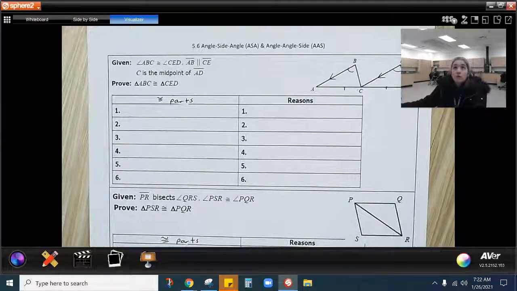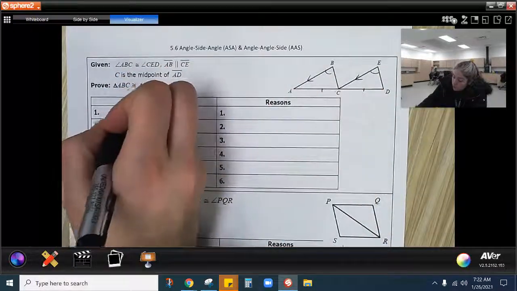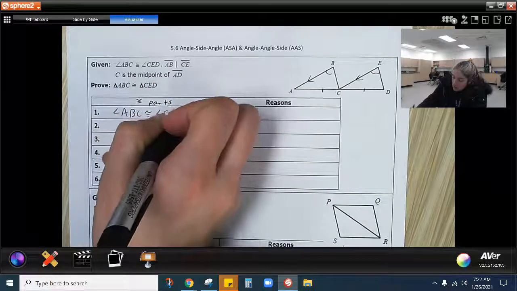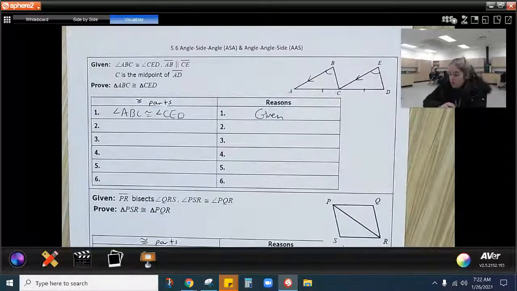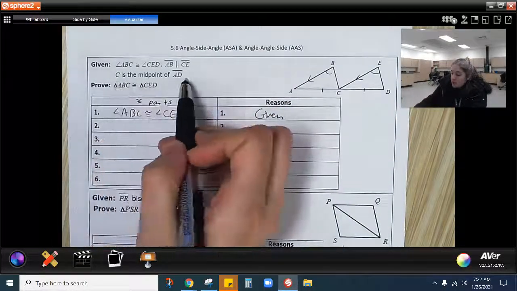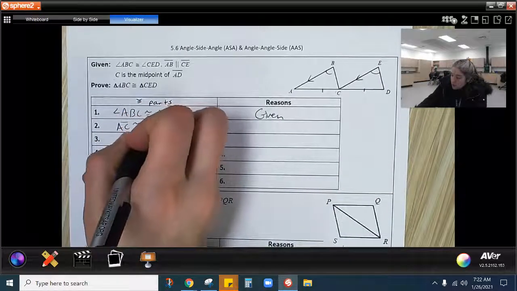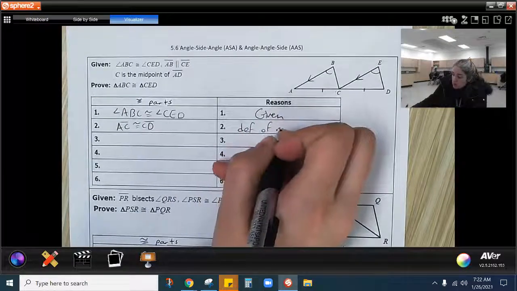All right, so now we need to go through and write some statements down. First and foremost, angle ABC is congruent to angle CED. How do I know that? It was given. All right, it was given. And then we also have the C as the midpoint of AD. So AC is congruent to CD. How do I know that? Definition of a midpoint.